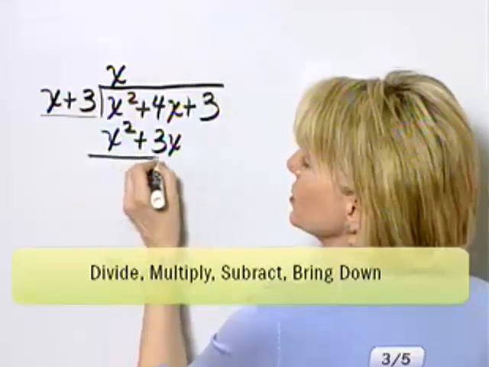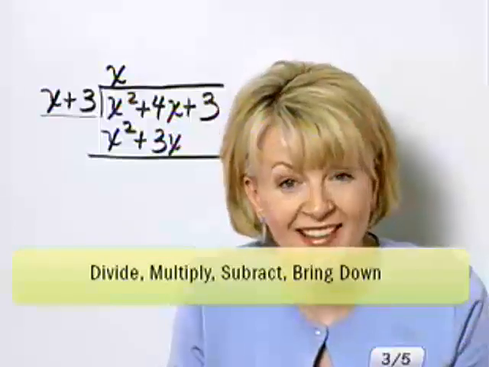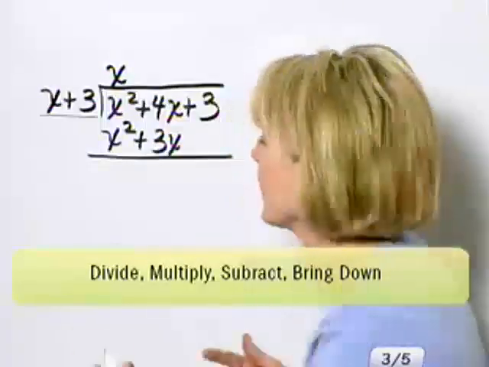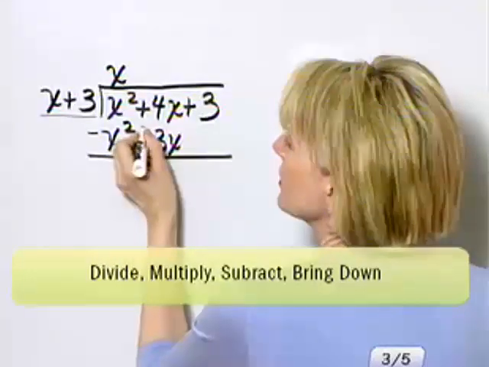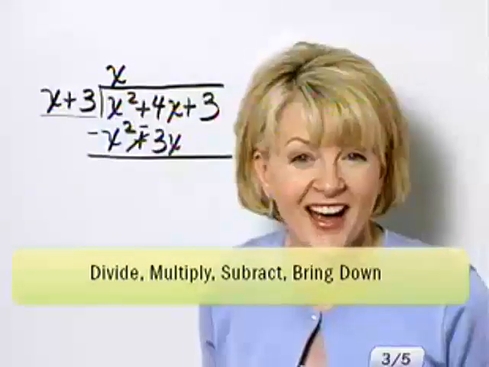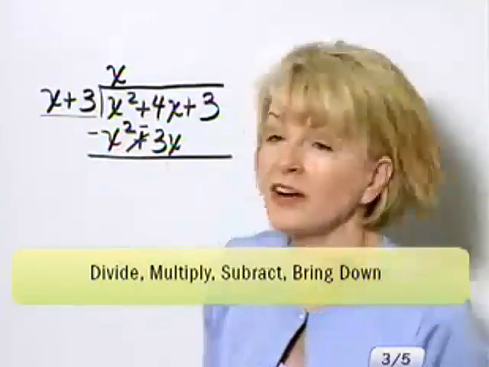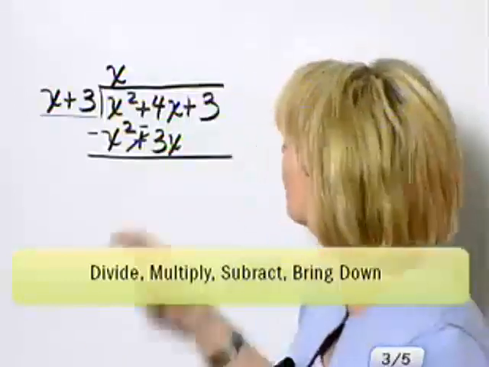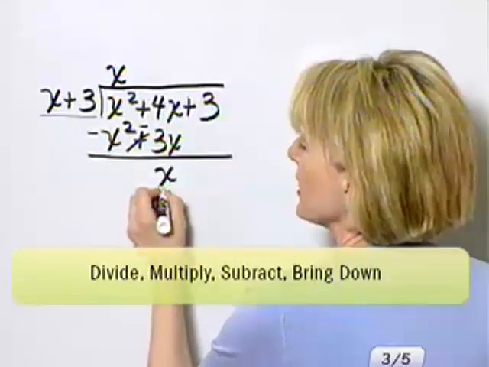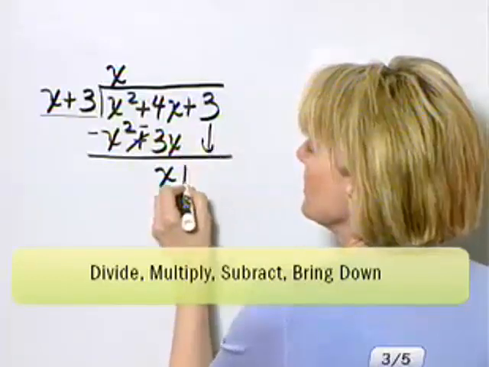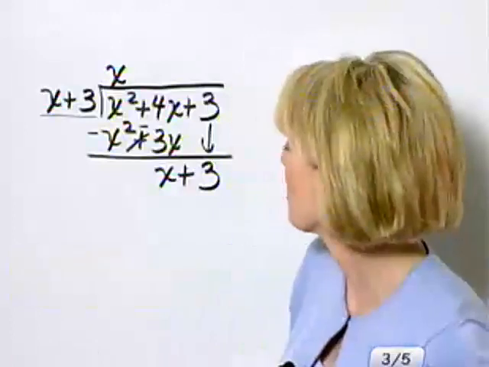Then don't forget, just as before, after we draw our line, we are subtracting. To remind myself that I'm subtracting, I will change each of these signs to remind me that I'm subtracting. So I have x squared minus x squared, that's 0x squared or 0. 4x minus 3x is 1x or simply x. And then bring down the next term, just as before.